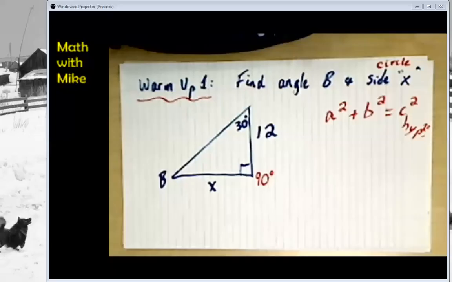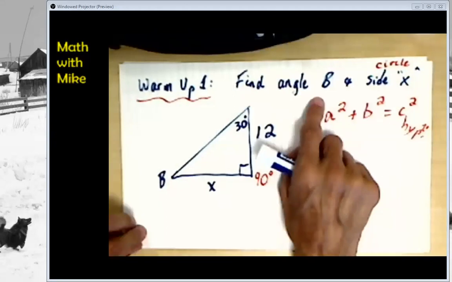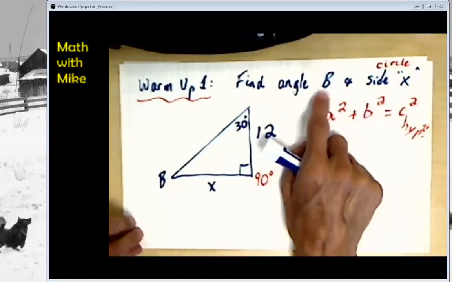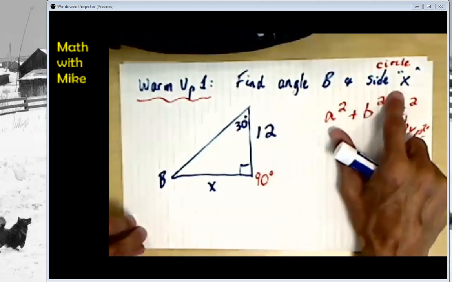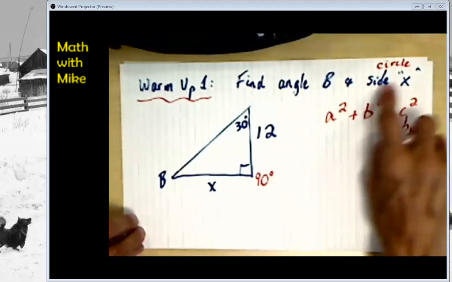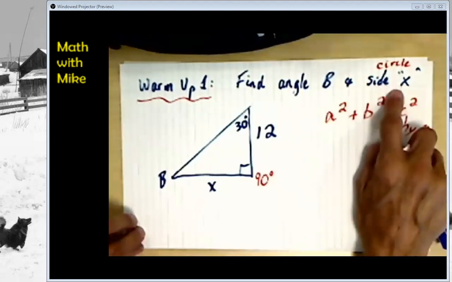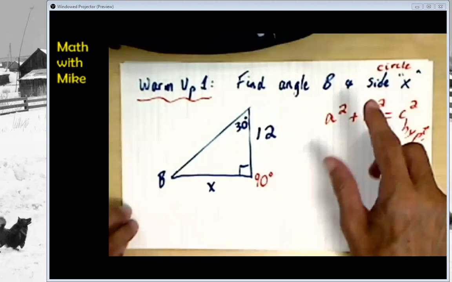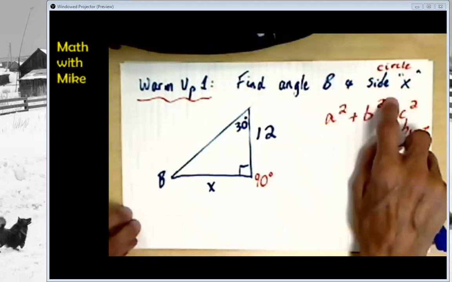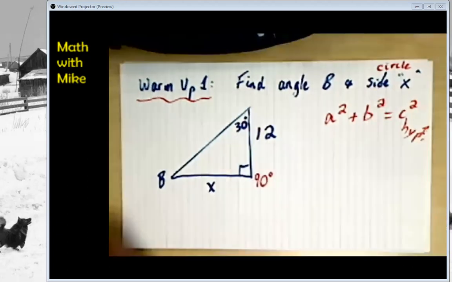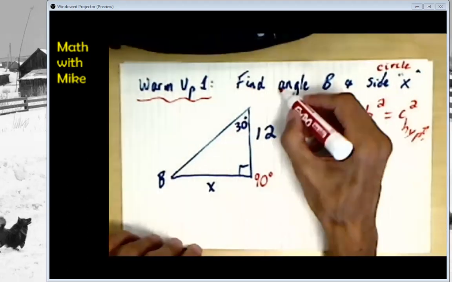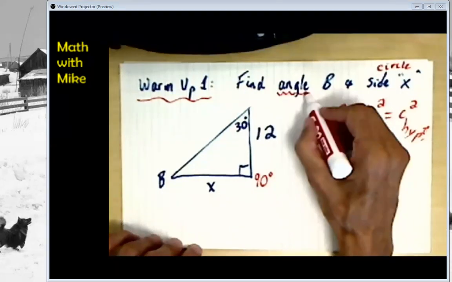Okay, we're back. The goal is to find the angle B, and eventually the length of the side X there. Now up on top is circle. So we're going to find the side X in the usual way, circle the angle, label and everything. But for this question, there's something a little different, or something that we talked about quite a while ago about finding angle B.